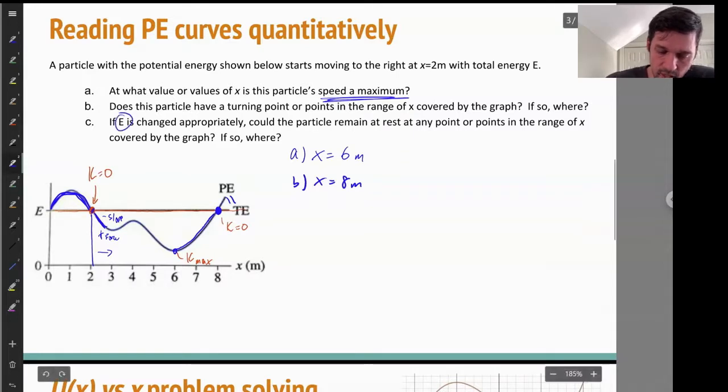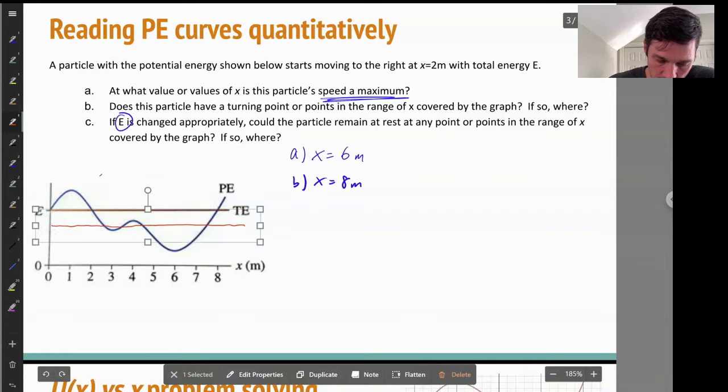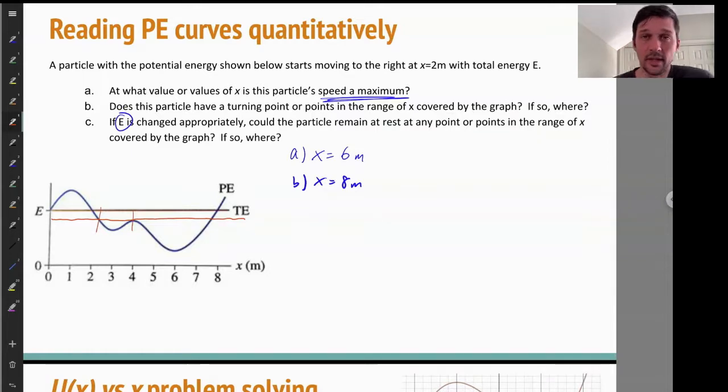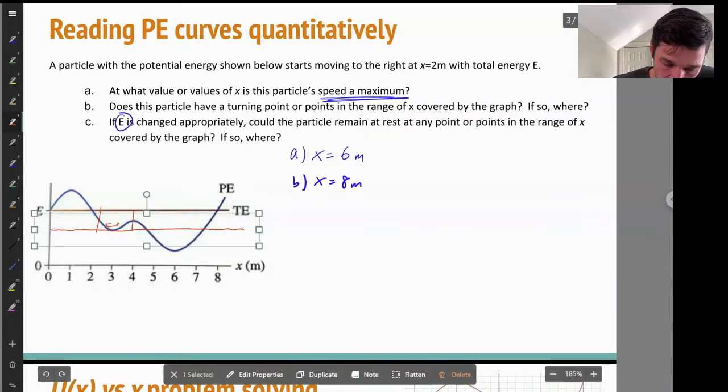If the total energy is changed appropriately, could the particle remain at rest at any point or points covered by the graph? If so, where? So what we have to imagine here, I'm going to erase a bunch of stuff, is that this total energy bar, this red bar, could be moved up or down. I'm going to move it down, to right here, say. Well, if it was in between those points, it would never get out, because it would only be able to move to the right and to the left, but it would never achieve enough energy to get over the hump or to go further to the left than position 2.